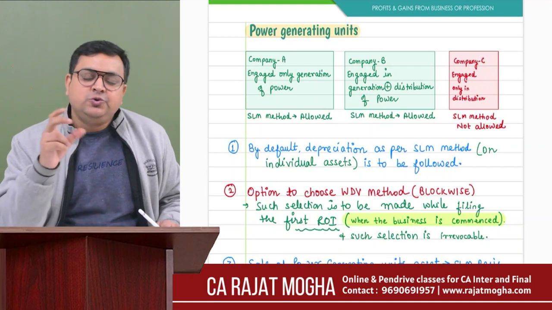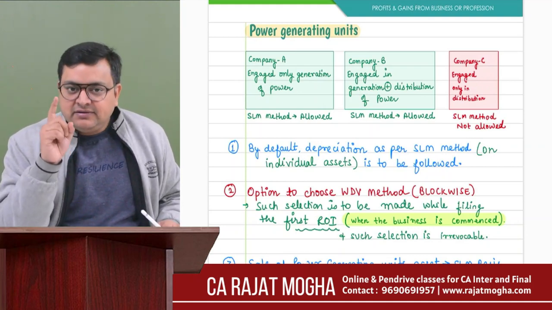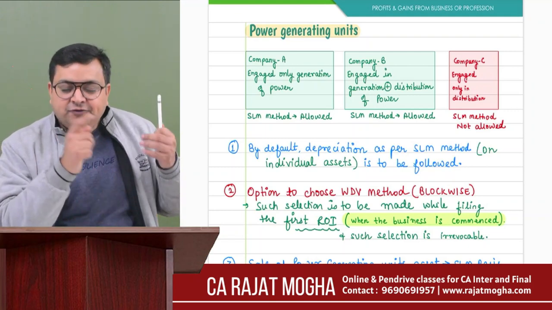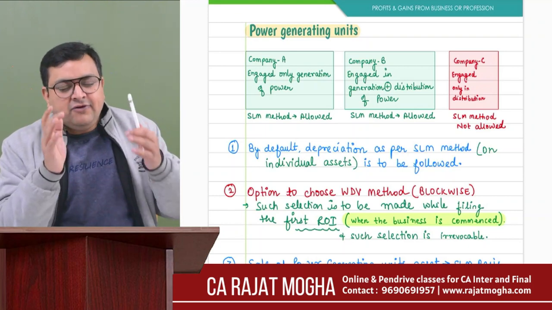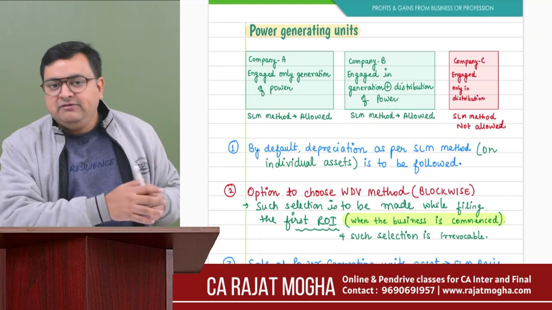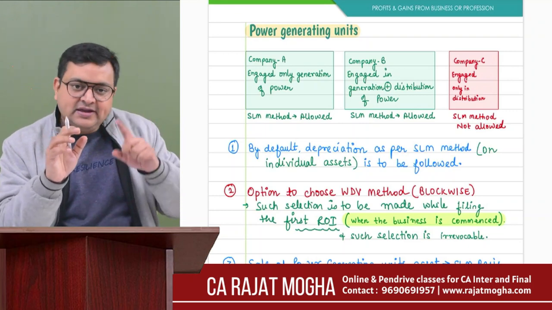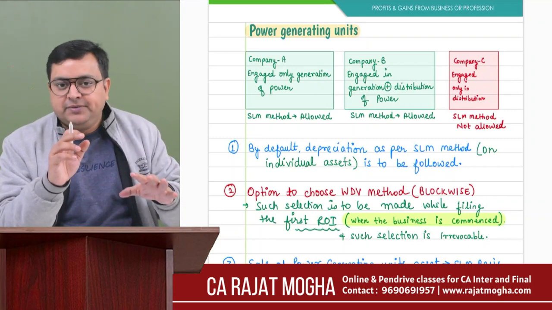They have to say they would like to choose the WDV method in the very first year, when they file their very first return after they have commenced the business. At the time of filing their first return, they have to choose if they would like to go with the WDV method. Otherwise, by default, they will be using SLM. It is only one chance which will be given to them.